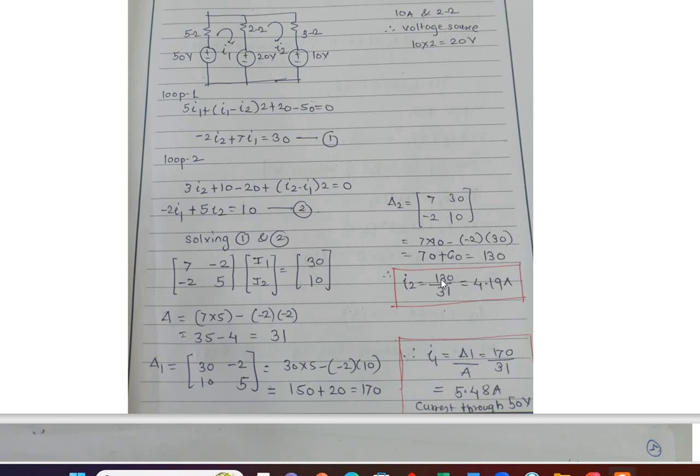And therefore I2 is delta 2 divided by delta, and I1 is delta 1 divided by delta. So here it is coming out to be 130 divided by 31, 4.19, and this is coming 170 divided by 31, that is 5.48. And this I1 is current flowing through this 50 volt battery. So our expected answer is current flowing through 50 volt will be 5.48 ampere.